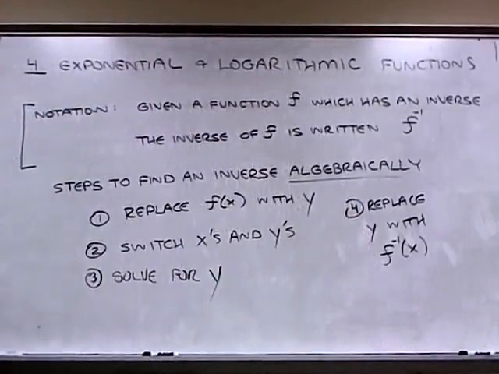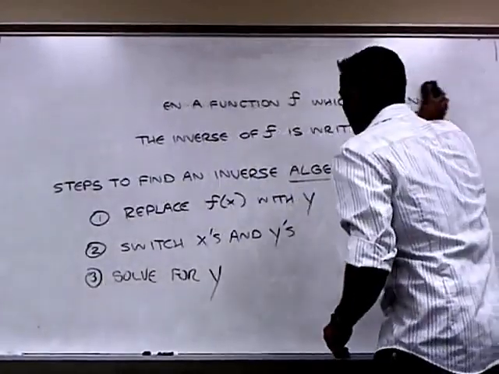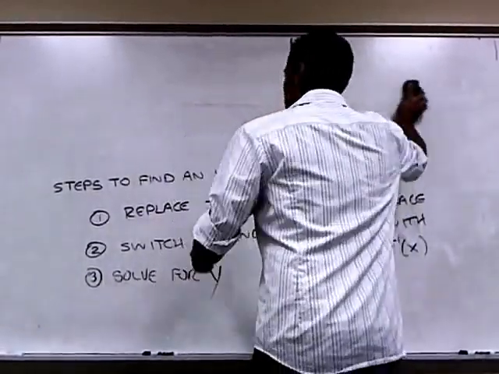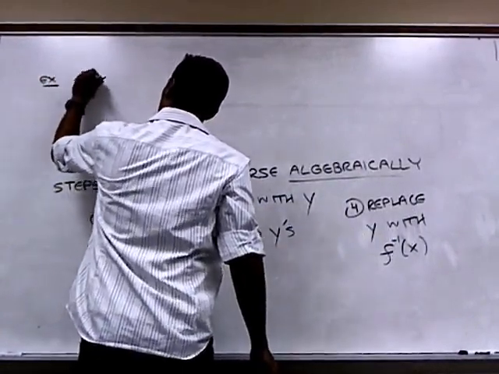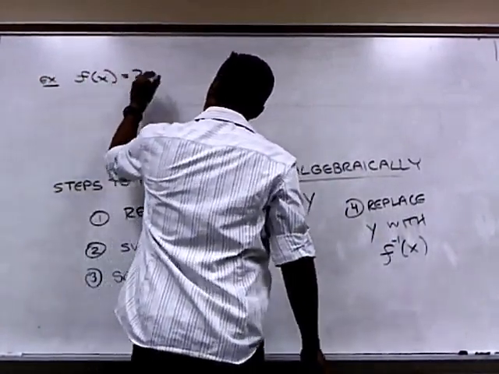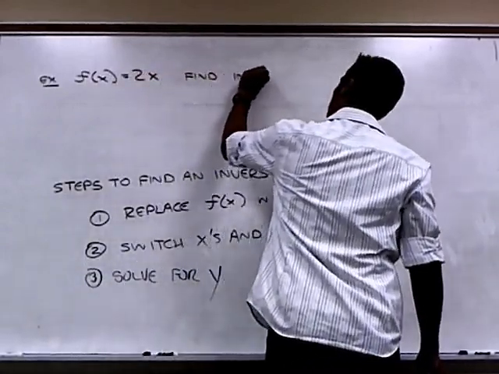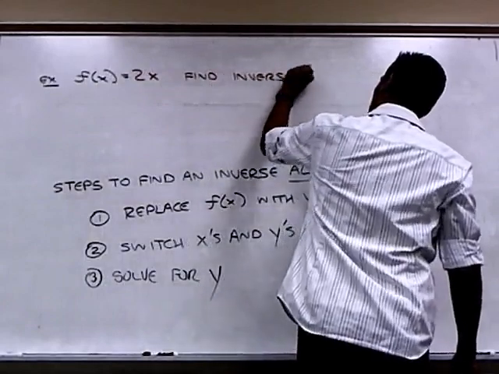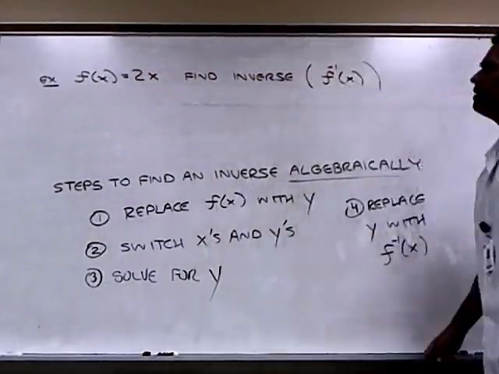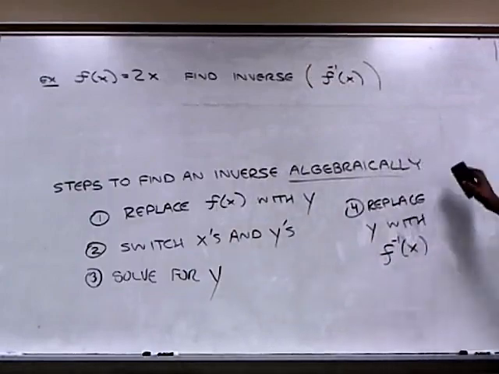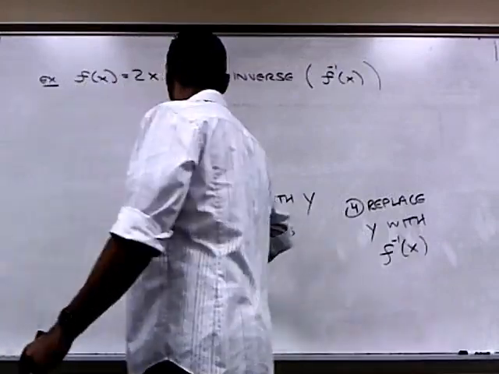All right, so let's do this. We'll do the example we just did a second ago, and then we'll go to harder ones. f of x is 2x. Find the inverse. In other words, find f inverse of x. Does it have an inverse? Does it even have one?